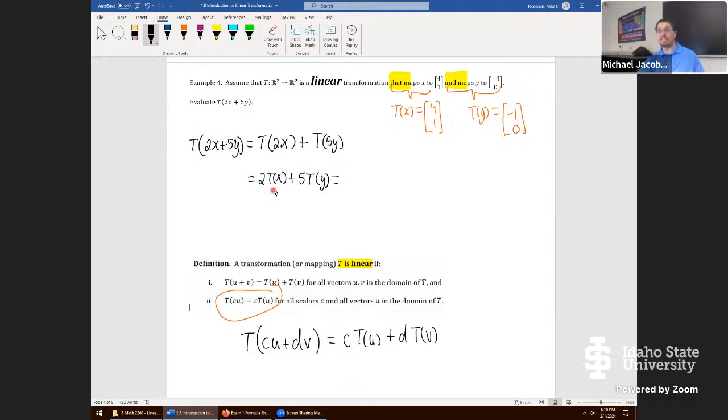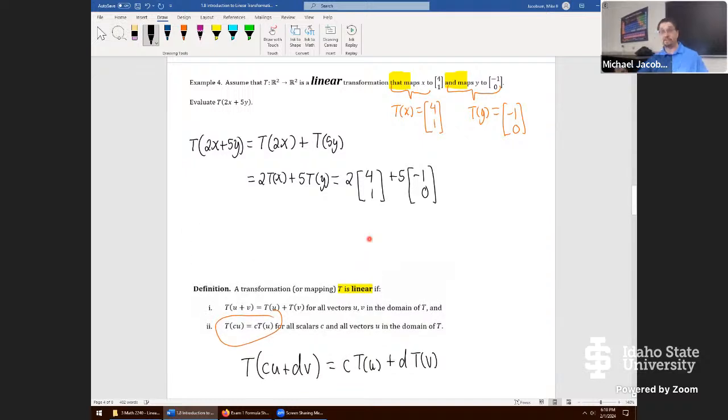So we've used up all the properties of linearity, but it gets us to this stage. 2 times (4, 1) plus 5 rescaling. It says T of y, which is (-1, 0). Then at this stage, it takes us definitely to a review problem in section 1.3, just doing the scalar multiplications and vector additions. So we're pretty much done at this point. We'll definitely finish it off though. Any questions at all, folks, though, using those 2 properties here and here?